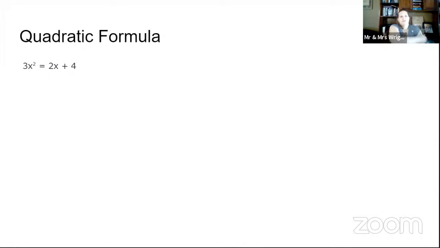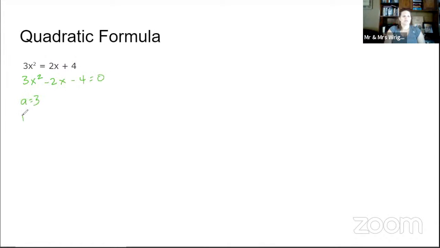All right, we've got another one here for us to practice. It is not in standard form, so let's go ahead and do that. 3x squared minus 2x minus 4 equals 0. A is 3, B is negative 2, and C is negative 4.